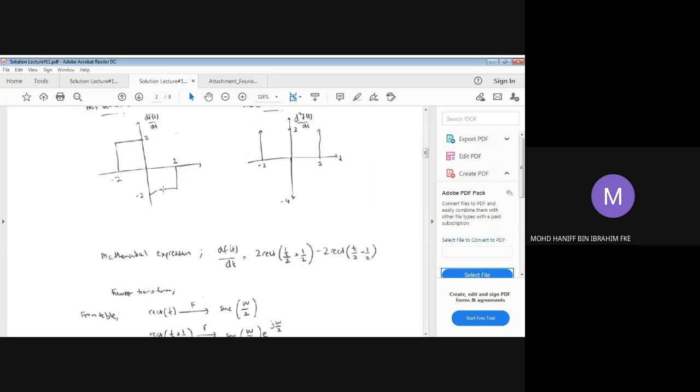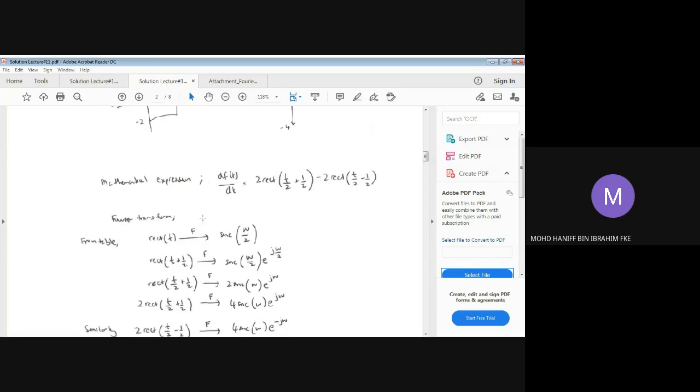Supposedly, there should be two rectangular functions based on this diagram. The first one is 2 rect(t/2 + 1/2), and the first term here is represented by this rectangular function. And then we have negative 2 rect(t/2 - 1/2), which is represented by this rectangular function. So now from this figure, we have written them in mathematical expression. Our task is to find out what should be the Fourier transform of these signals here. For these questions, rect(t) will be equal to sinc(omega/2). This is from the table that we learned yesterday. You can refer to the table.